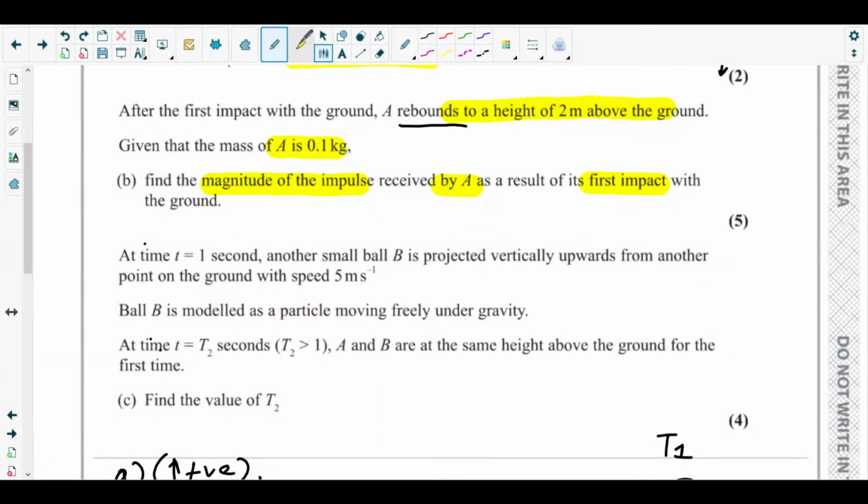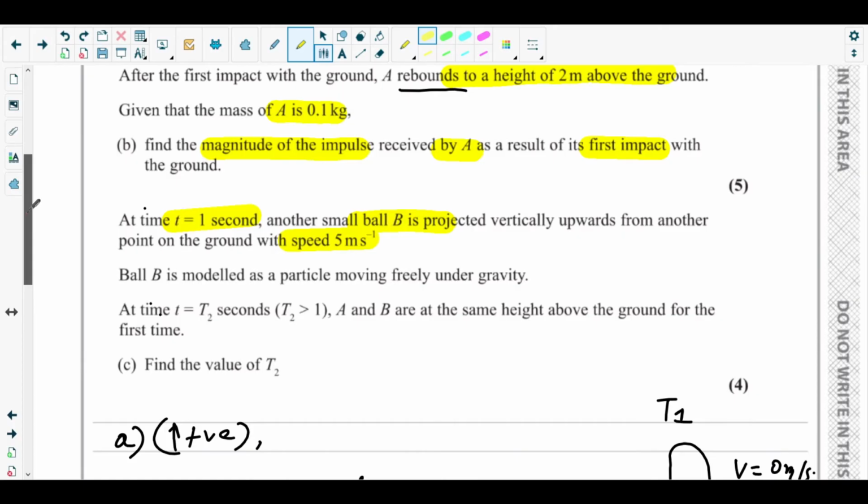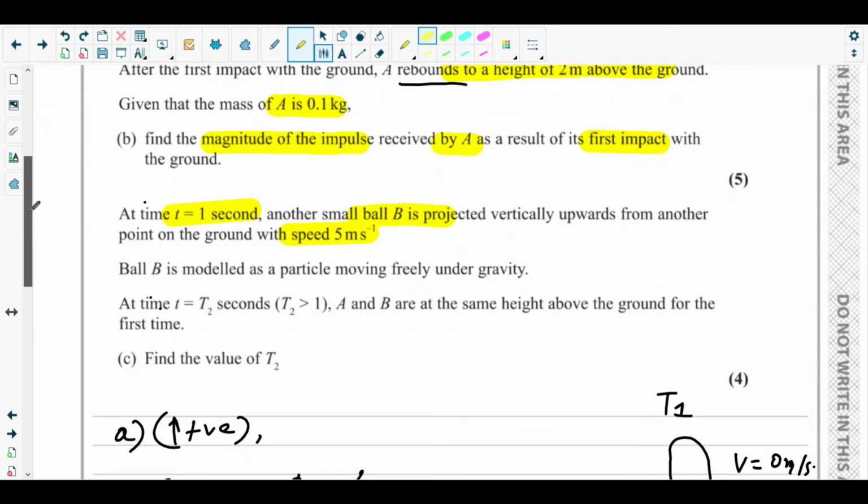Okay, next is part C. At time t equals 1 second, another small ball B is projected vertically upwards from another point on the ground with speed 5 meter per second. So after 1 second of ball A being projected, another ball B is now being projected. Ball B is modeled as a particle moving freely under gravity. At time t equals t2 seconds, where t2 is greater than 1, A and B are at the same height above the ground for the first time.